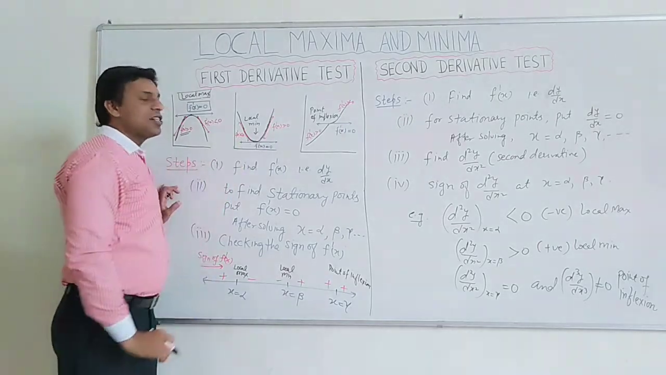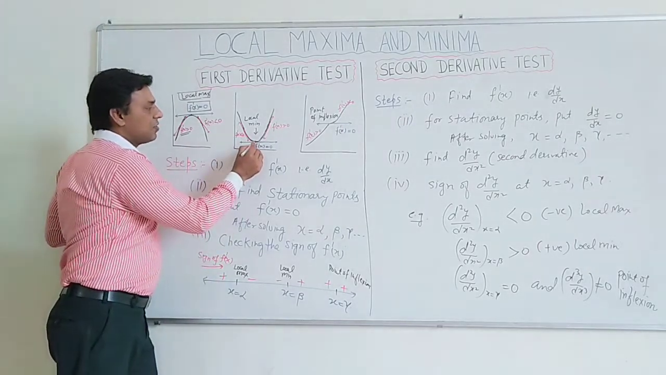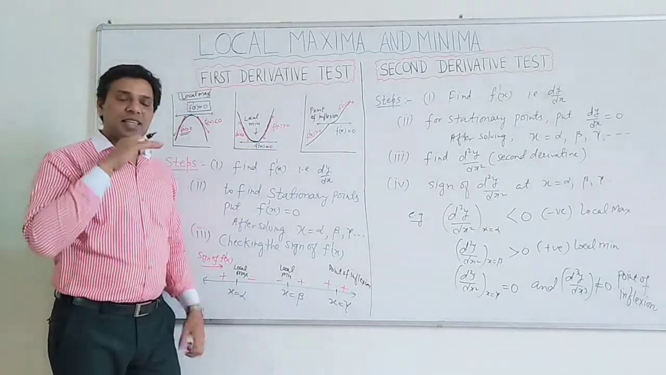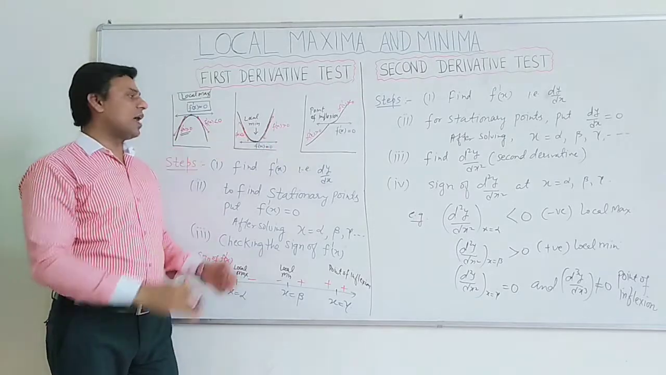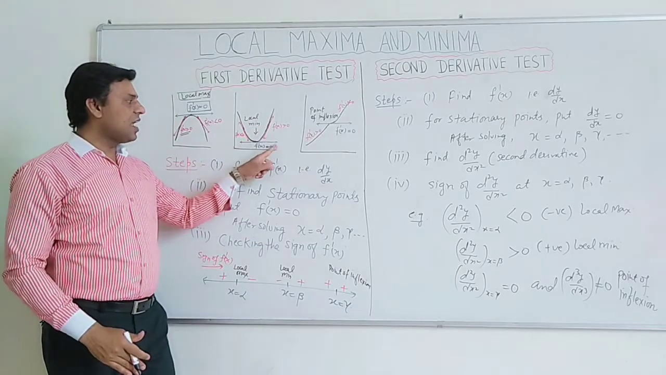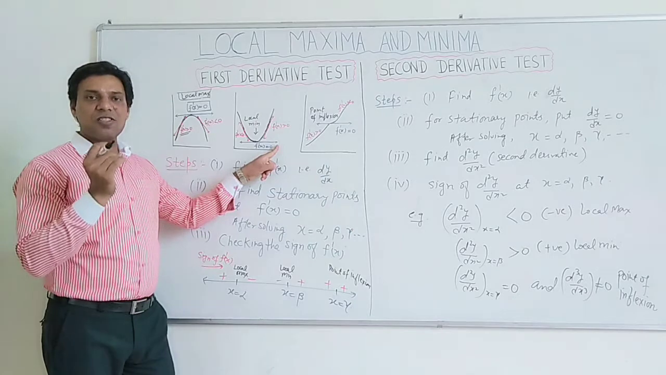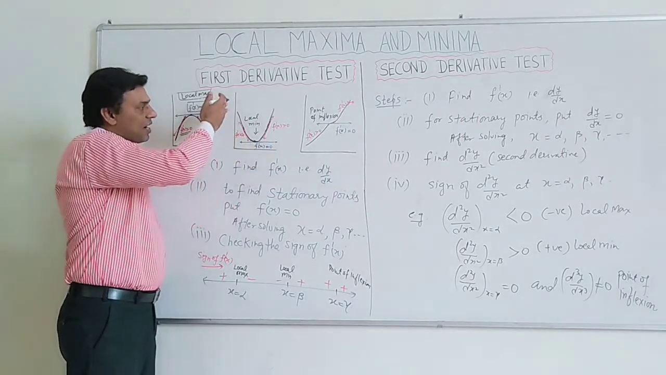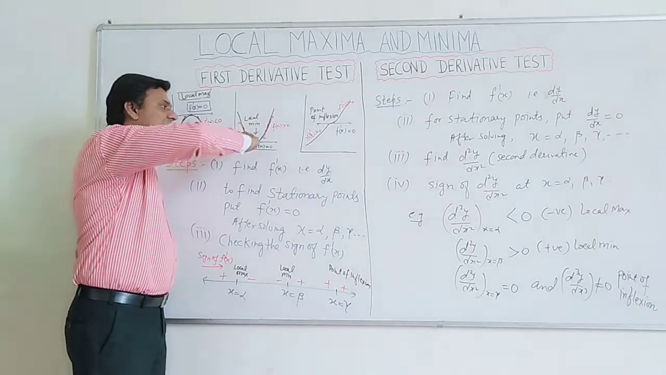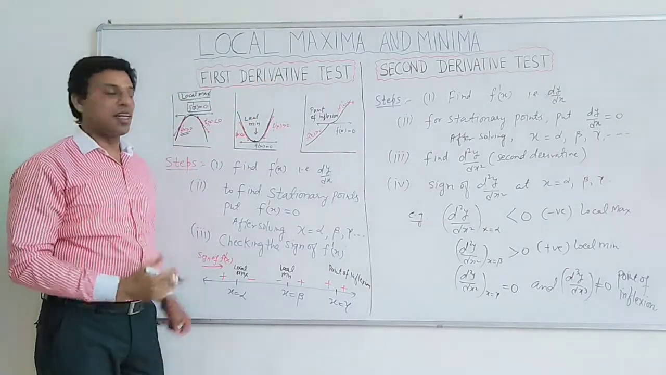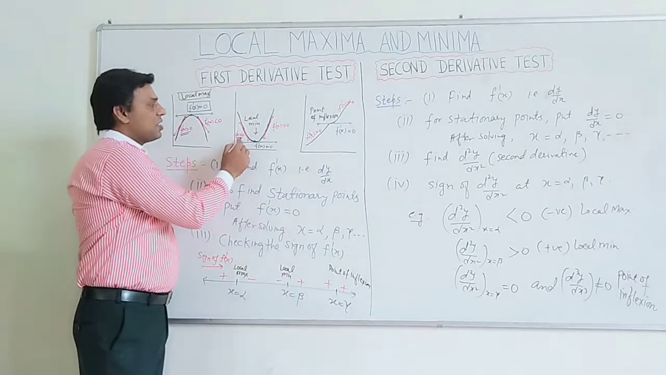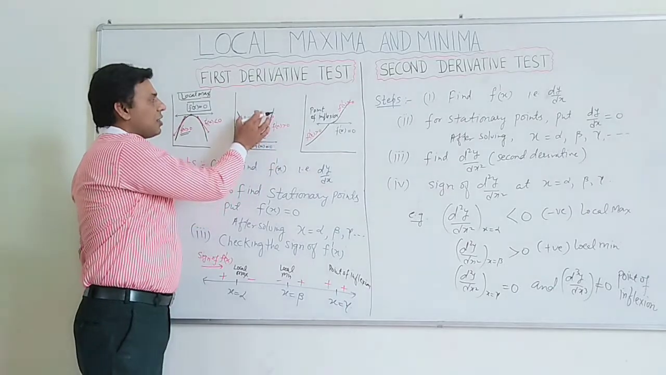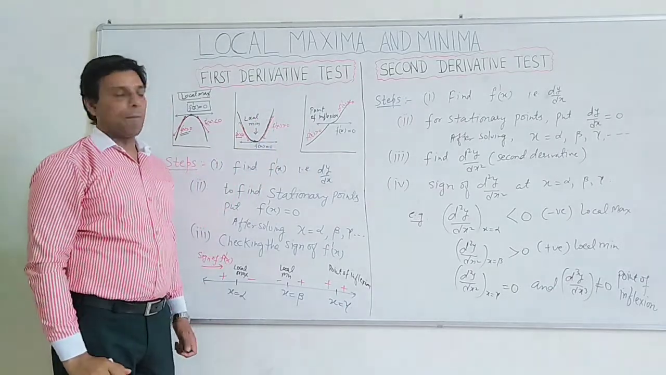Now come to the second situation. In this situation, this is also a stationary point. Why? Because at this point the slope of the tangent is parallel to the x-axis, that is f'(x) = 0. Before this point the function was decreasing and after this point the function is increasing. It means the derivative changes its sign from negative to positive. This is called the point of local minimum.